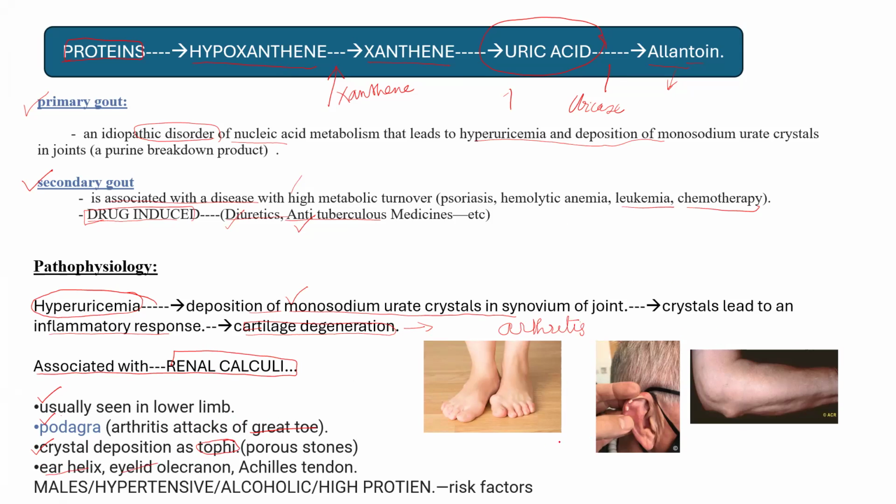If you see here, there is a deposition here in the ear. There is a deposition of the crystal. The same way in the olecranon bursa also there is deposition of urate crystals.